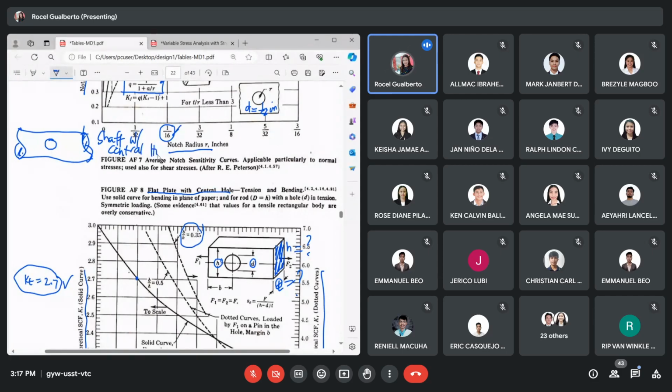Okay, so the dimension includes, this is the diameter of the shaft, big letter D, and for the hole, we use small letter d. Okay? The question is, which one can I use to get the value of KT? Okay? So we will choose from figure AF8 up to AF14. Let us look for which one is similar. Basically, you will not see a shaft with a central hole in AF8 to AF14. So what you will do is find which one is similar. Let's see, which one can we use for it?